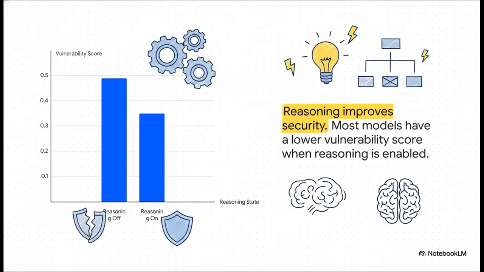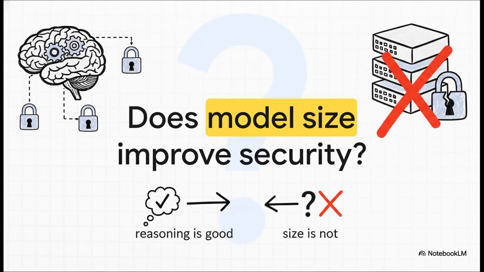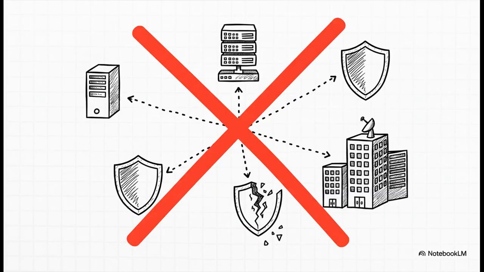What's a key finding from this ranking, specifically regarding model configuration? The paper reports that enabling reasoning improves security across most of the models that were evaluated. That's an interesting finding related to configuration. But what about model size, which is often used as a proxy for capability? How does that affect security? The paper reports no meaningful correlation between model size and security performance.